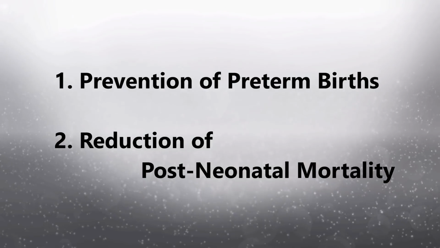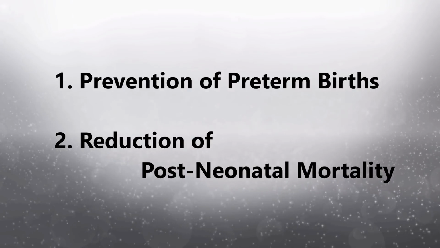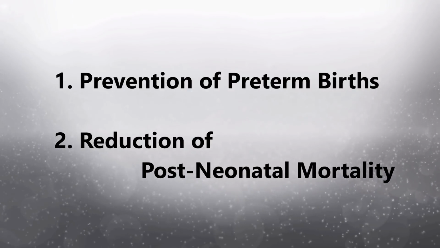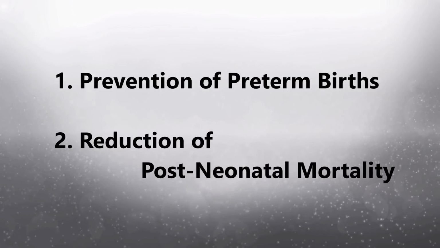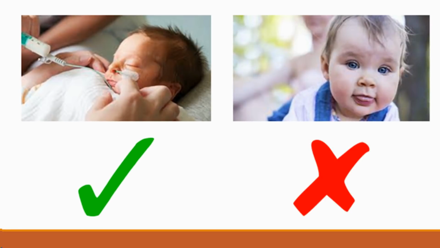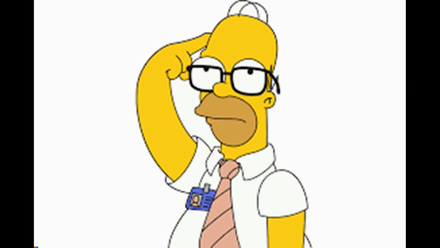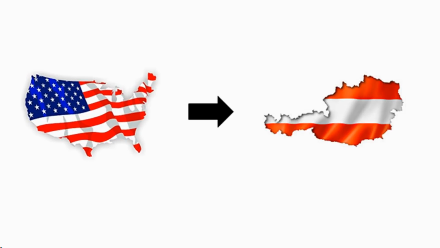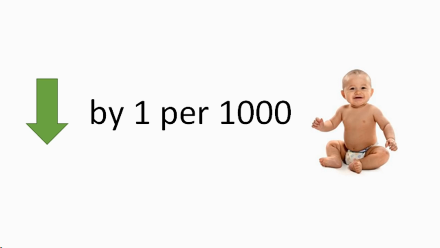Now that we understand what infant mortality is, as well as what its likely causes are, we can take a look at methods of prevention. Research suggests that policy changes focusing on preventing preterm births and reducing post-neonatal mortality would help to preserve the life of young infants. Although some policies have been made for preterm birth prevention, not much has been done to help the post-neonatal mortality rate. Let's delve even deeper. If the United States could match its post-neonatal mortality rate to that of a country like Austria, the number of deaths in the U.S. would lower by 1 for every 1,000 infants.